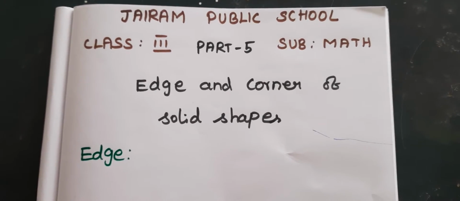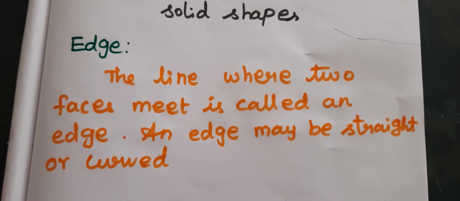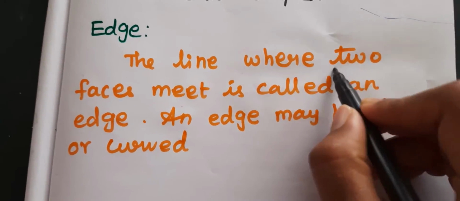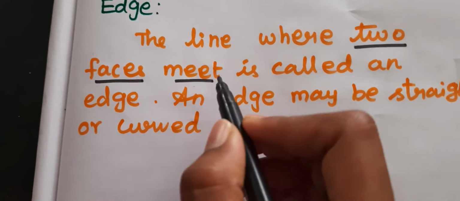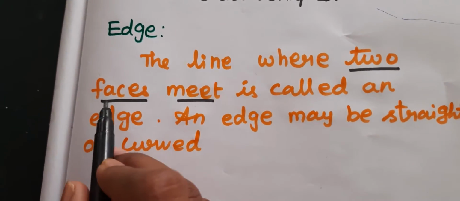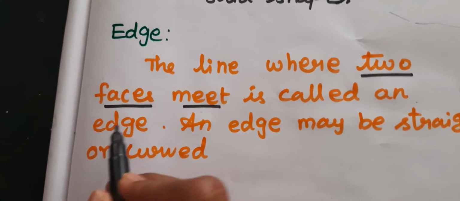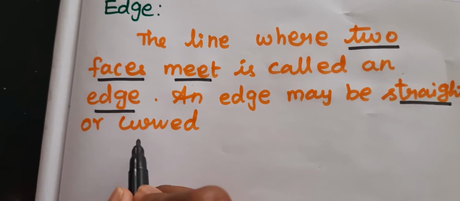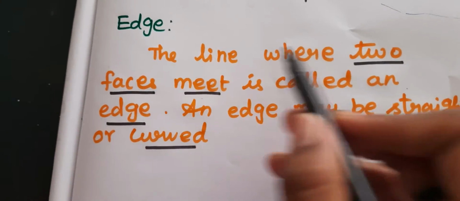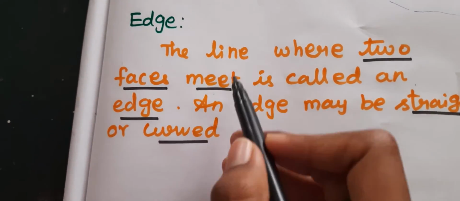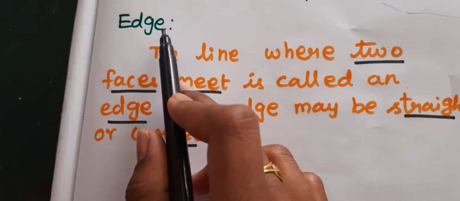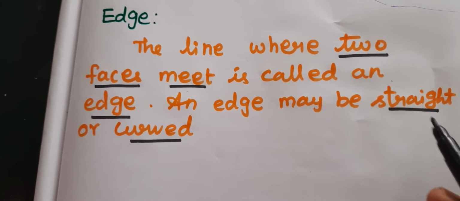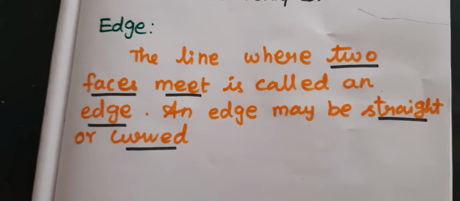Have you all got ready to listen to the class? Yes. So edge: the line where two faces meet is called an edge. An edge may be straight or curved. So an edge is where two faces meet, and that line we call an edge. It may be a straight edge or a curved edge. Okay, now we see one example.